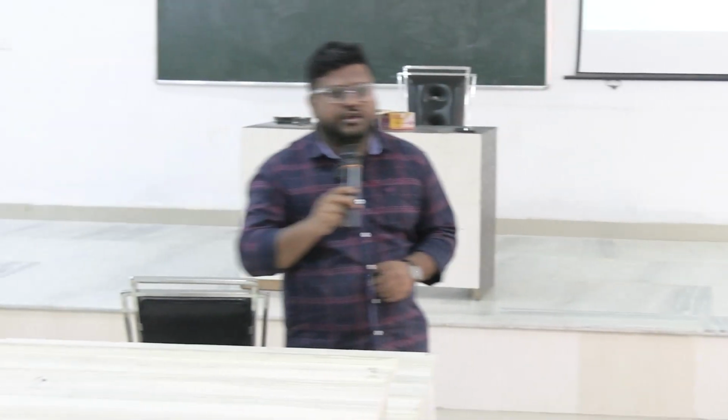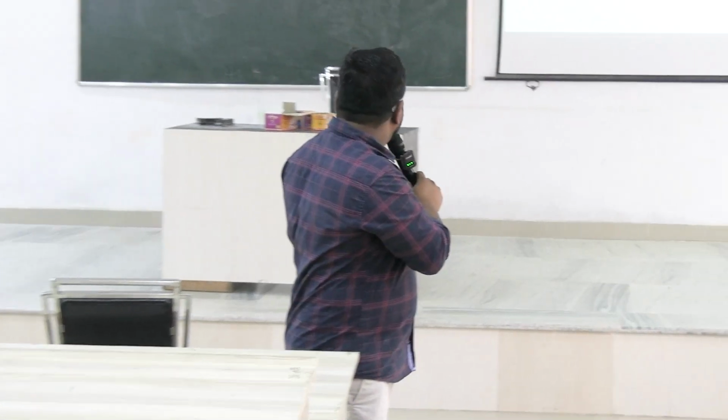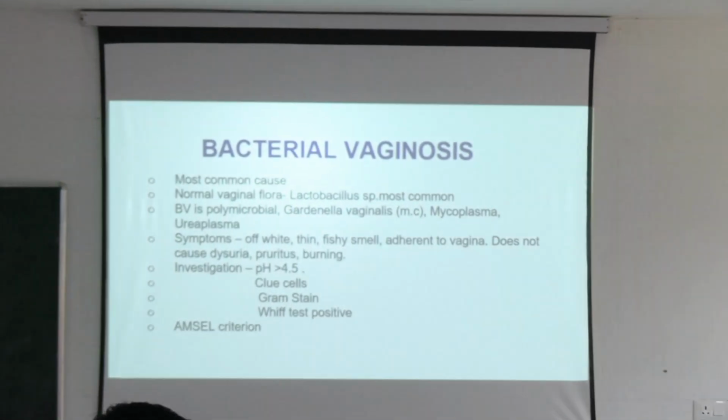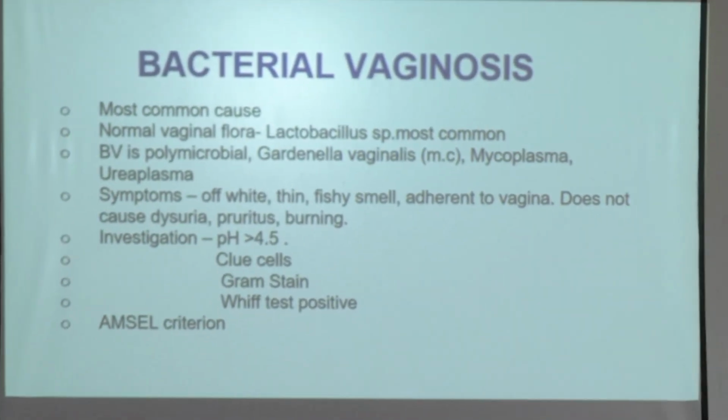This is the other part. These are the conditions that can cause vaginal discharge: endometrial CA, cervical CA, polyp, fibroid, copper T, molar pregnancy. Okay. 3 important topics, we'll do one by one.